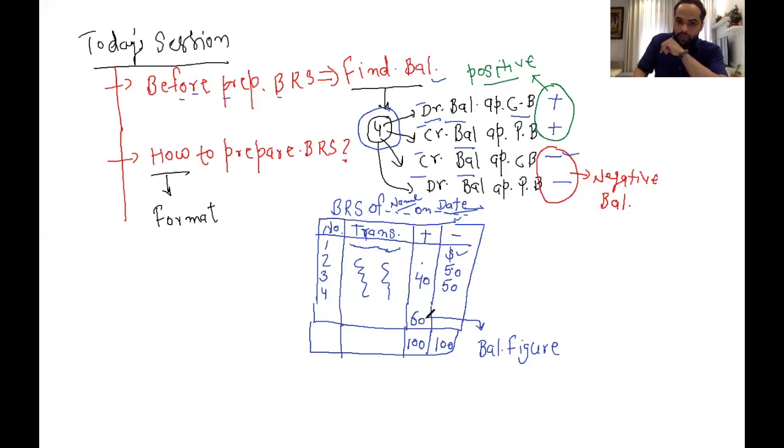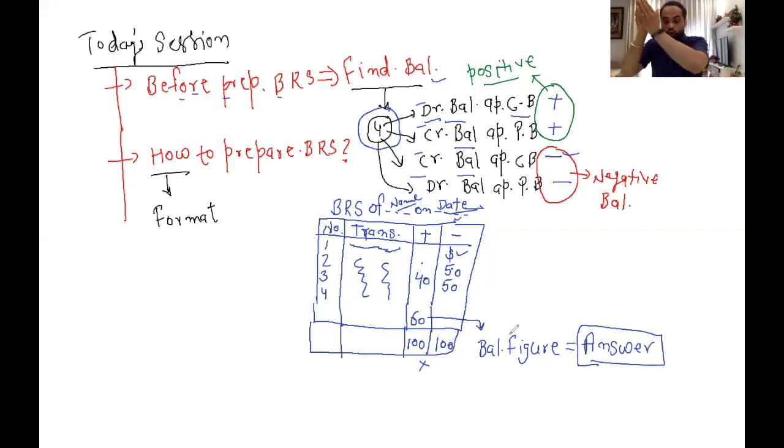So this balancing figure is your answer, all right? That is your answer, not this, right? So that balancing figure will be your answer. This balancing figure, of course, depends on your negative columns and the positive columns. So the difference between negative and positive columns will be your answer.